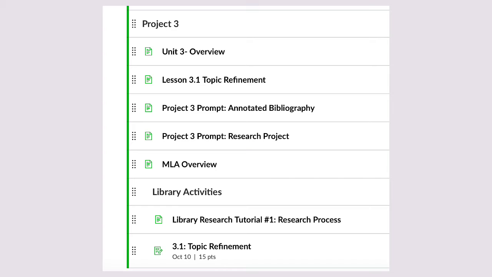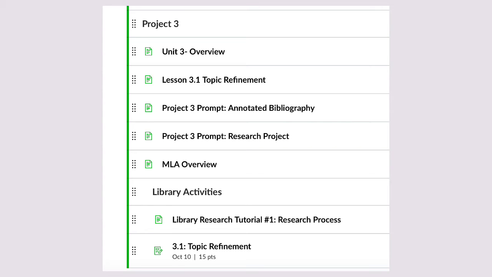All right, so after Wednesday, you've gotten that all turned in. Now you can dust your hands of that assignment for a while and turn your attention to Project 3. Project 3 brings together all of the skills, all of the techniques, all of the information that we have been working on so far this semester. So please read the overview for Unit 3. Lesson 3.1, Topic Refinement. That's going to be the very first step in this project.